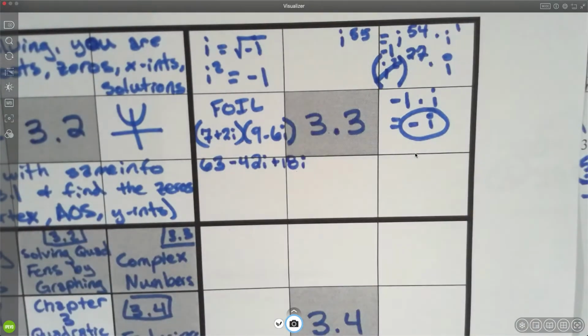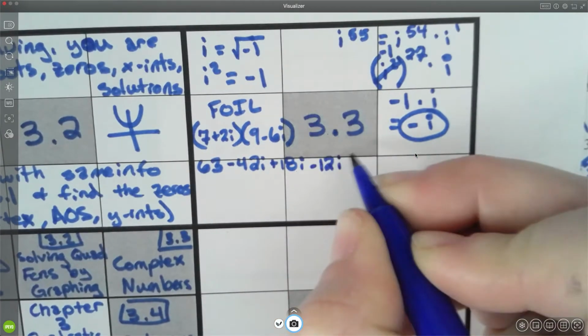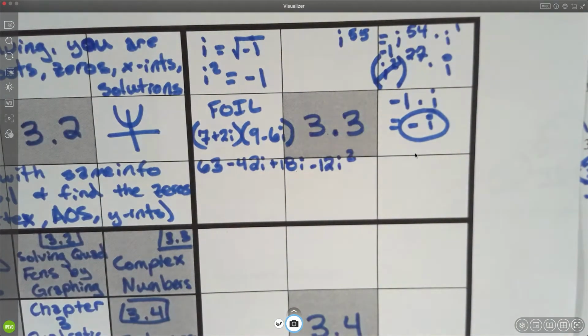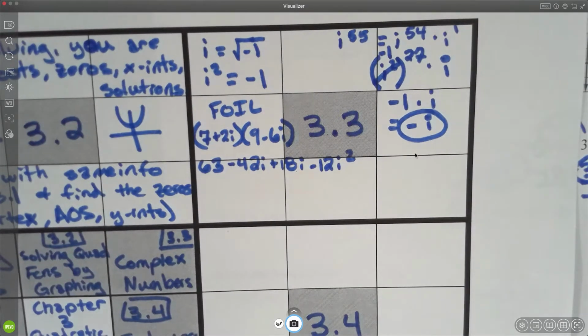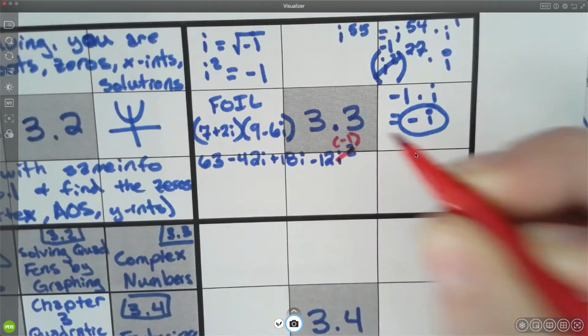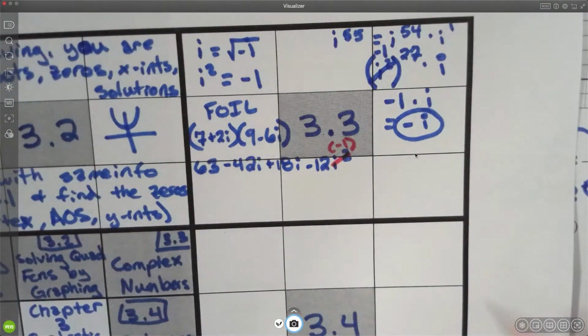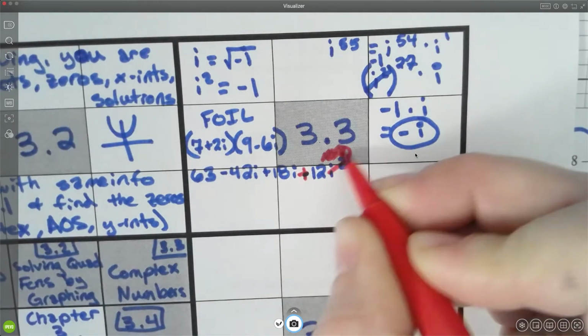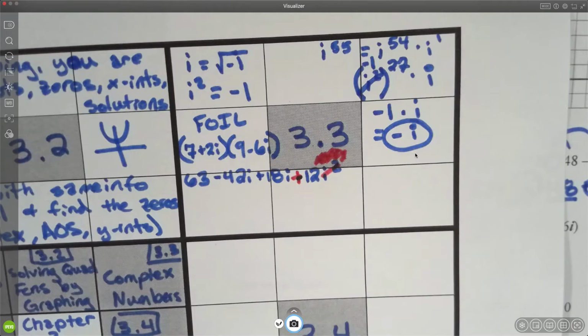Be careful. What's 2i times negative 6i? Negative 12i squared. I squared needs to be reduced. What do we know that i squared is? Negative 1. So 12 times negative 1 is positive 12. I'm going to make that positive 12 and get rid of the negative 1. Now I can combine that with 63. So 63 and 12 combine, which is 75.